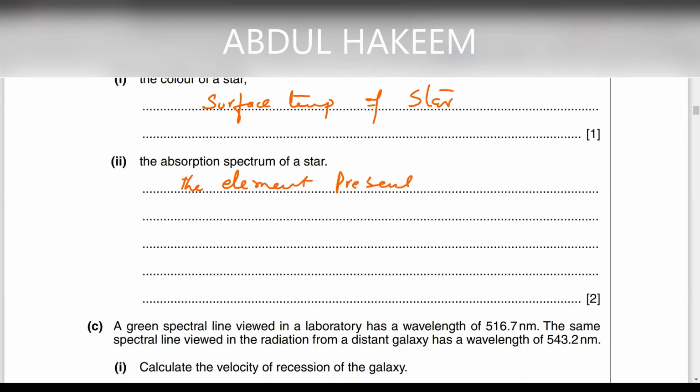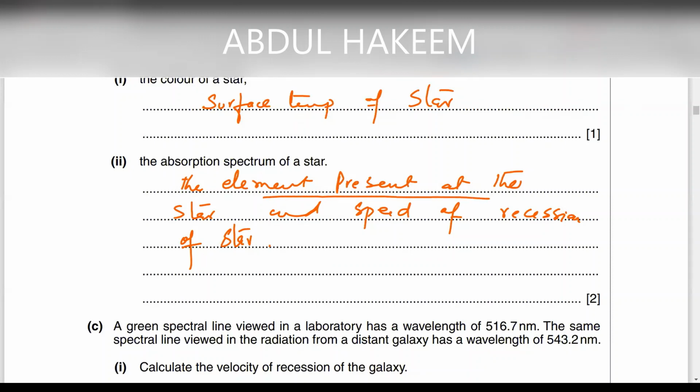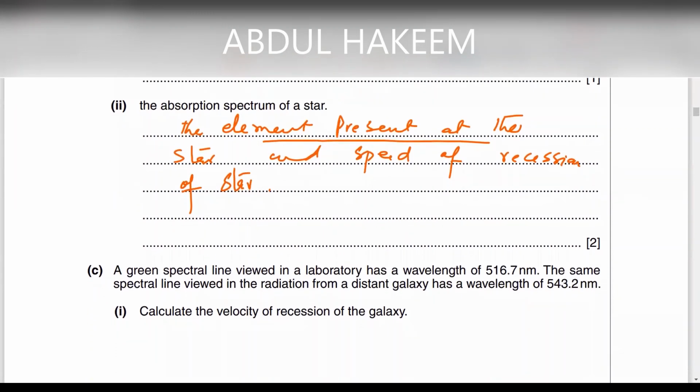So this absorption spectrum will inform about the element present at the star and also inform the speed of recession of the star. So these are the two informations. Number one, the element present at the surface of the star, and number two, the speed of recession of the star, as observed from the absorption spectrum.